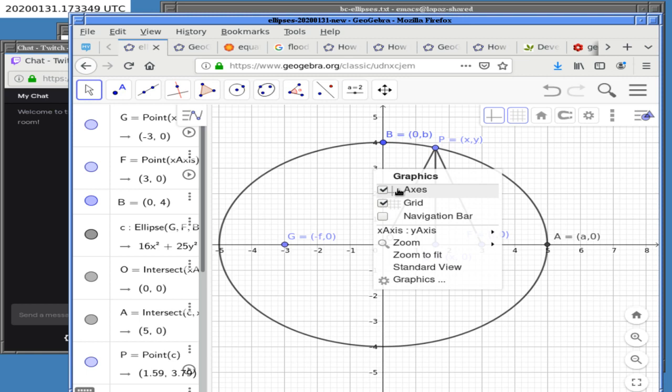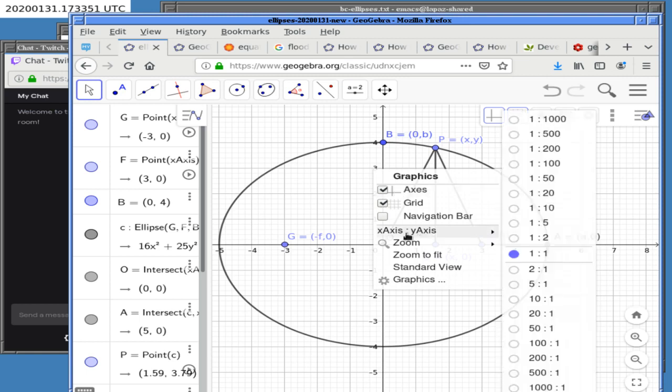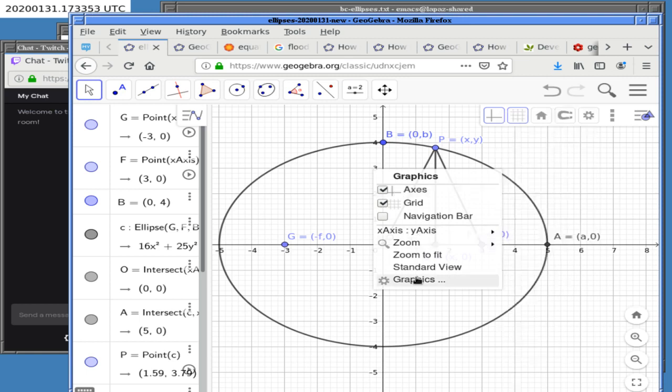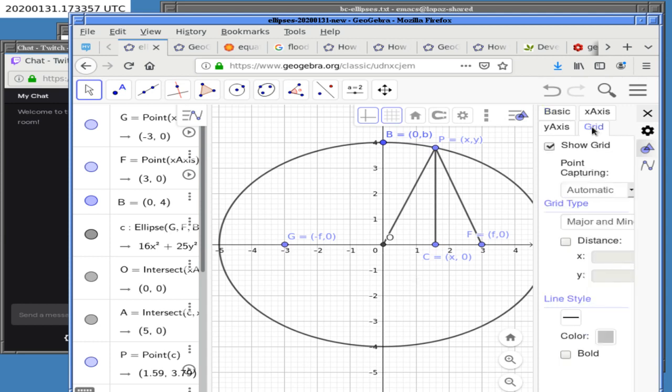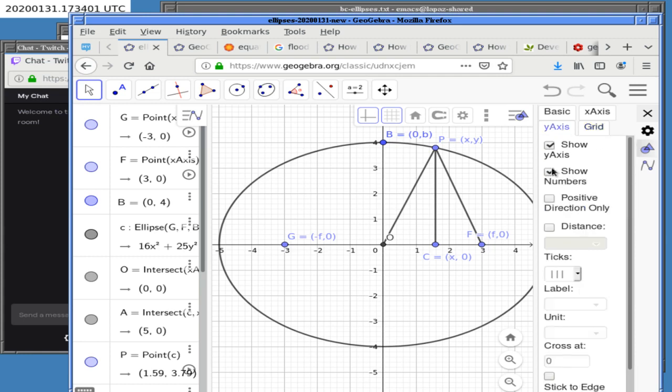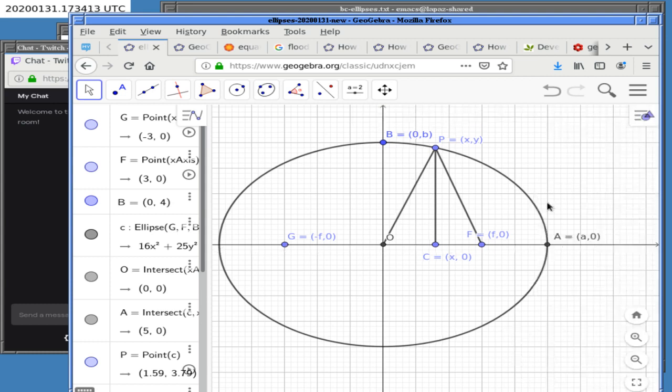So do we want? That's fine. Graphics. Show me some options. Grid. That's fine. X-axis. Don't show the numbers. And y-axis, don't show the numbers also. But we will leave this with some idea that there are numbers behind it. Okay, so now we have a bunch of angles. This is clearly a right angle here.